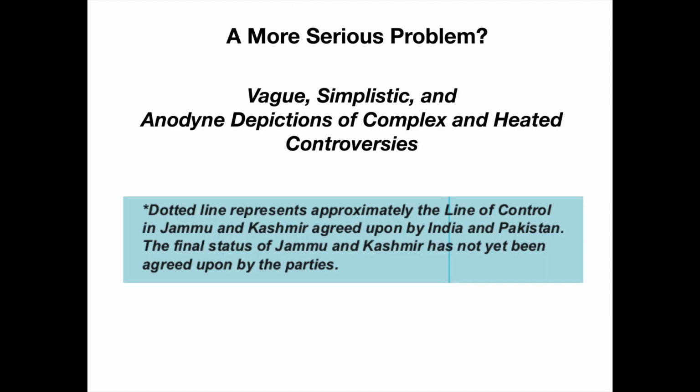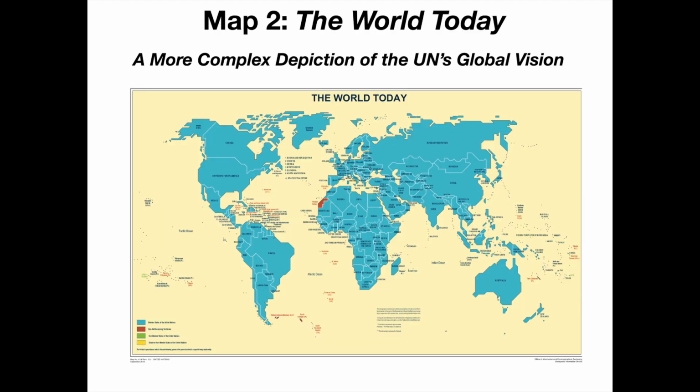I think a more serious problem, though, is what I would call vague, simplistic, and anodyne depictions of really complex and heated disputes and controversies. I find it almost amusing that the UN will say the final status of Jammu and Kashmir has not yet been agreed upon by the parties, as if agreement is nigh, it's going to be coming soon, and they just haven't quite figured it out. Well, that obviously doesn't really convey the situation, but it does give a diplomat's view of it, I suppose we could say. Let me move on to the second map, which is a bit more complex.